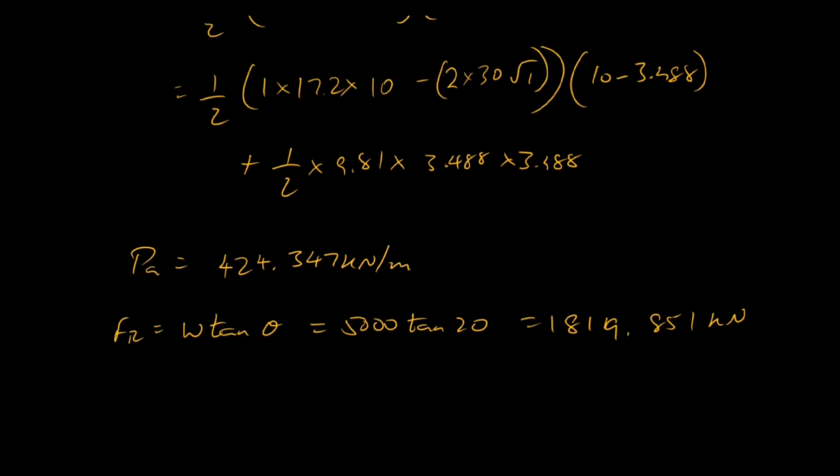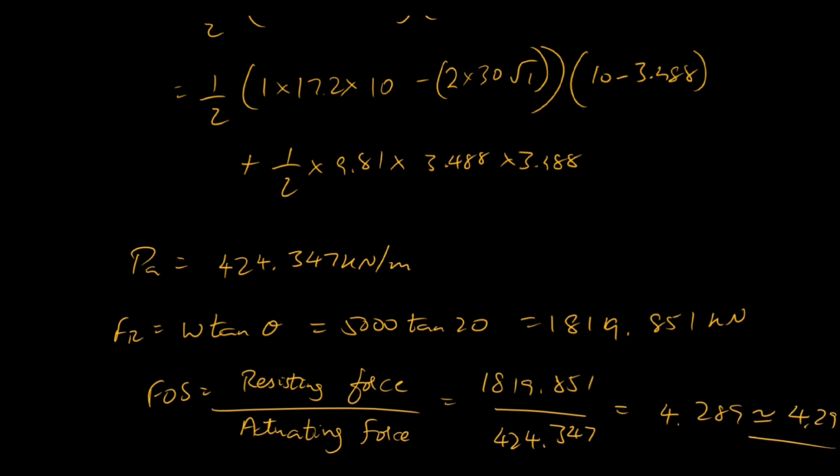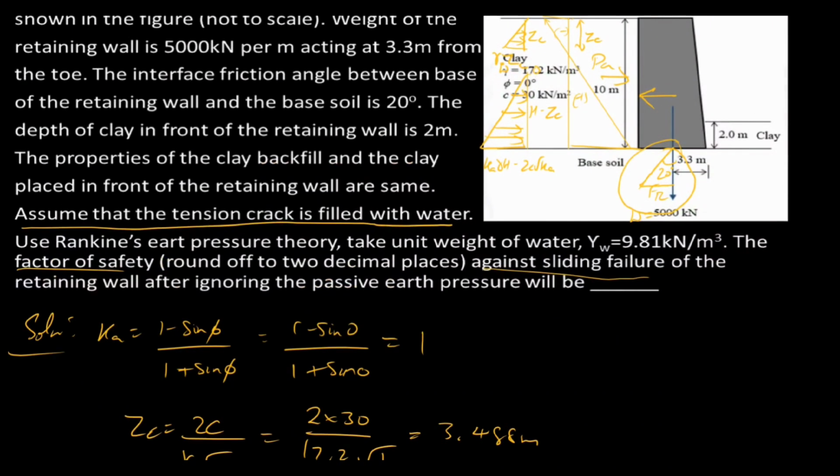Right. With this, we can find the factor of safety. The factor of safety is the resisting force divided by the actuating force. The resisting force is 1819.851, and the actuating force is 424.347. So finally we get 4.289, which is 4.29 or 4.3.